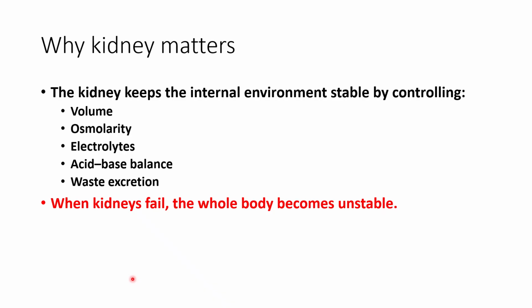Every day, our body is constantly changing. We drink water, lose water, eat salt, produce acid, generate waste. Despite that, our plasma composition remains within a narrow range. So that does not happen automatically, but the kidney is continuously adjusting all that. It is maintaining the volume, the osmolarity, the electrolytes, acid-base balance, and the waste excretion.